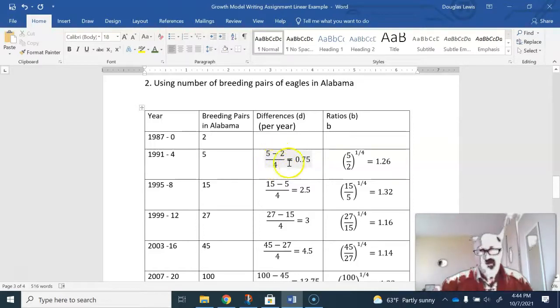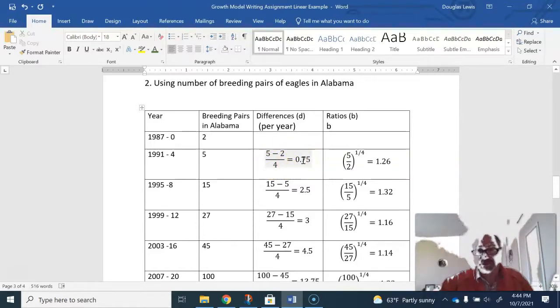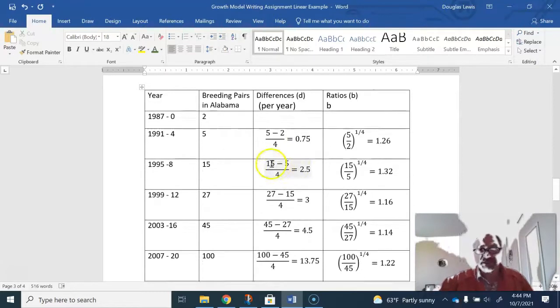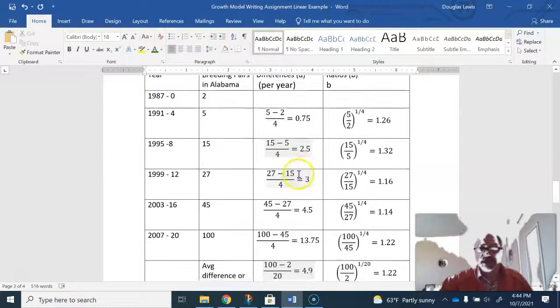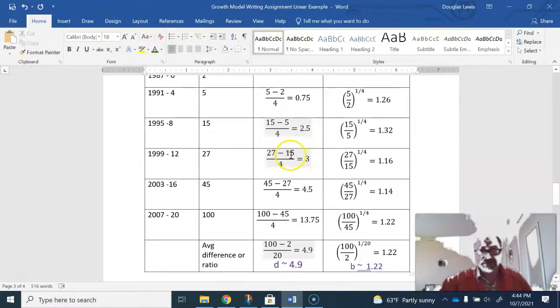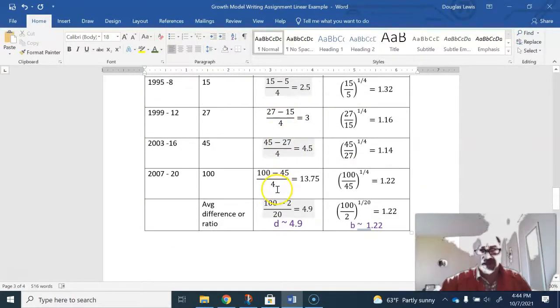So that's 5 minus 2 over 4 is 0.75, or 3/4 per year. This is 15 minus 5 is 10 over 4, which is about 2.5 per year, and then it goes on from there. I subtracted and divided by 4 every time.